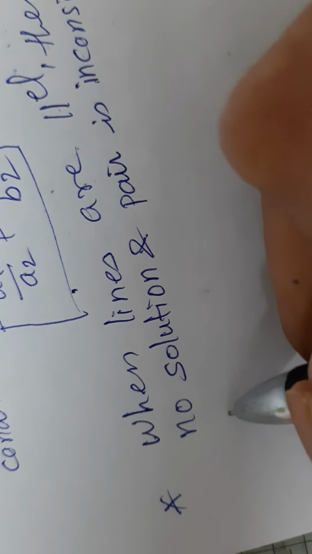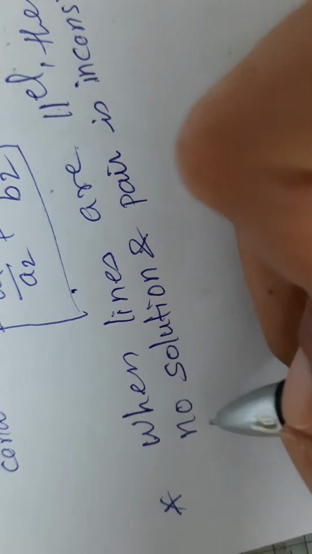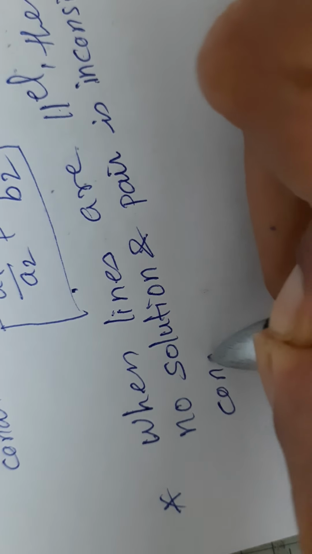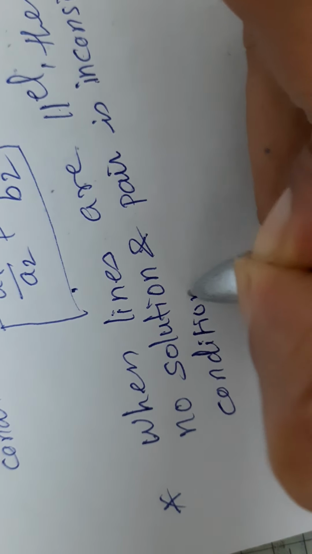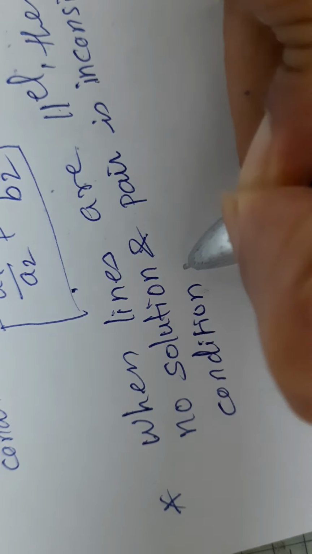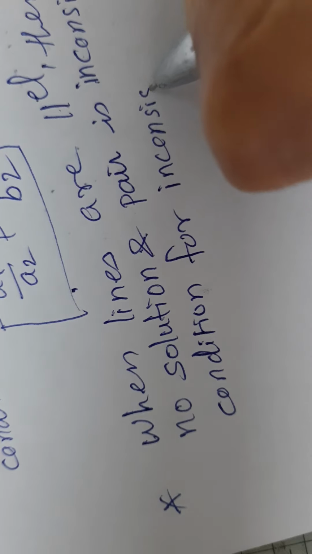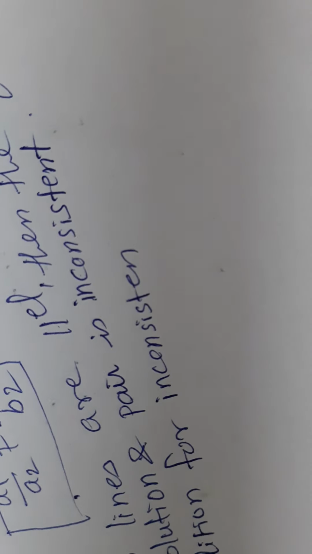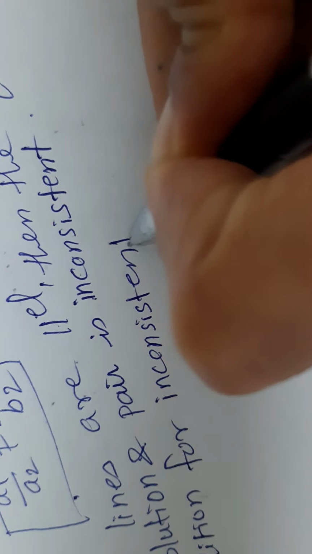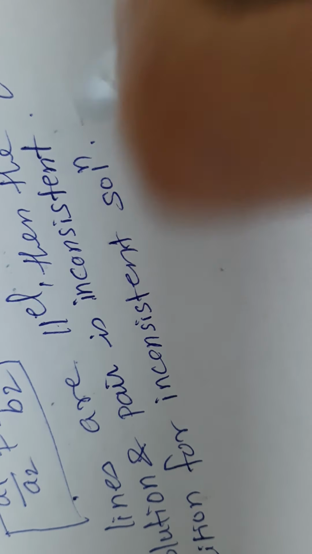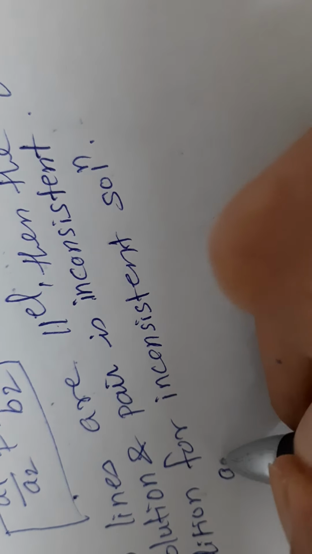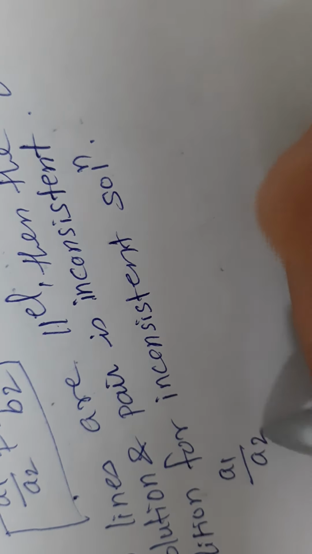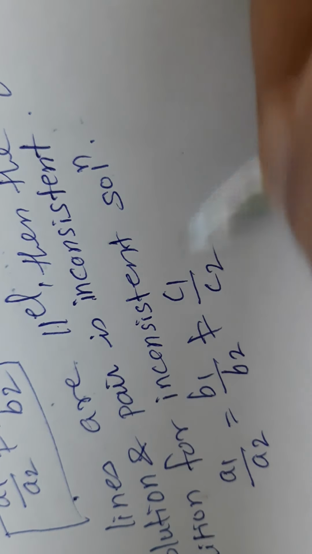Condition for an inconsistent solution is a1 is to a2 equal to b1 is to b2 is not equal to c1 is to c2.